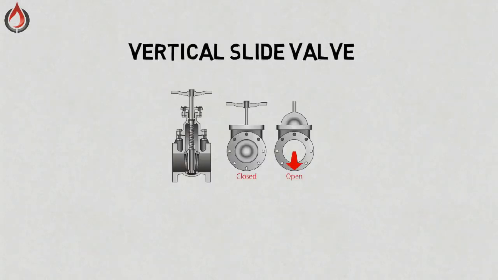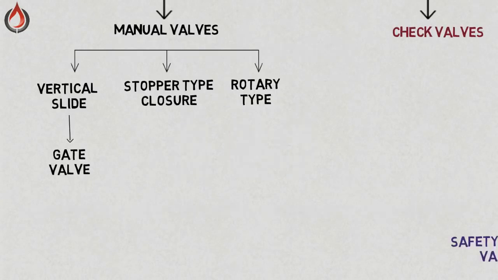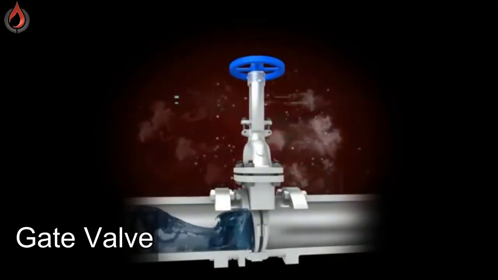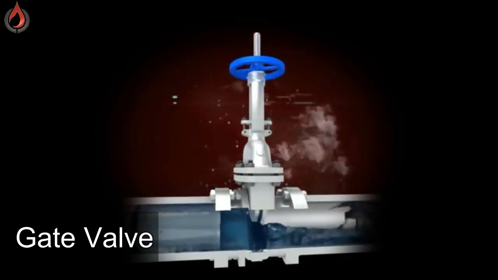Vertical slide valves. Valves that open and close a passageway by sliding vertically over a port. Gate valve. Gate valve is used to start and stop flow. The valve is completely open when the disc is removed from the flow stream.